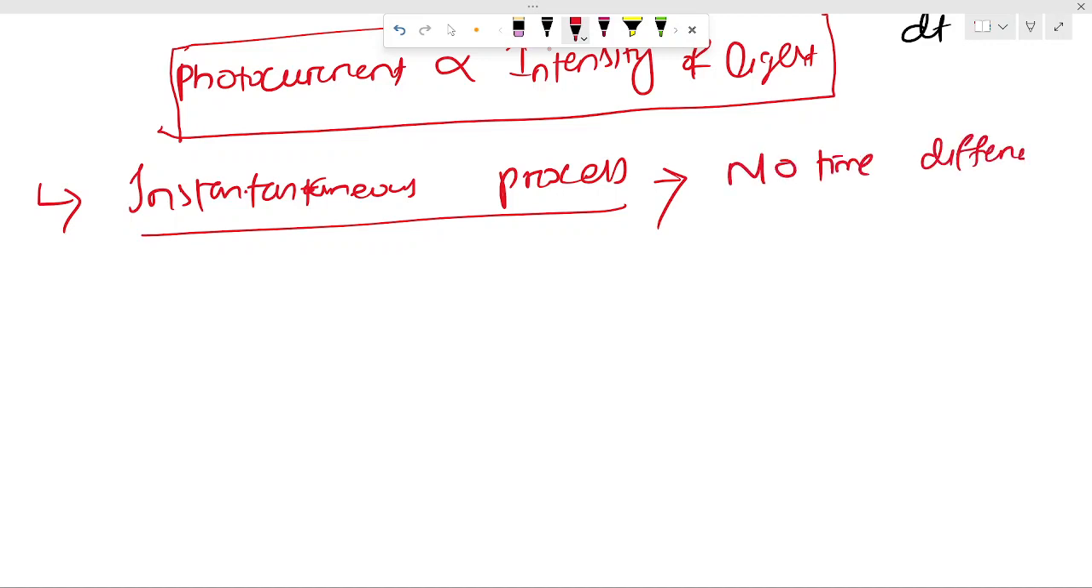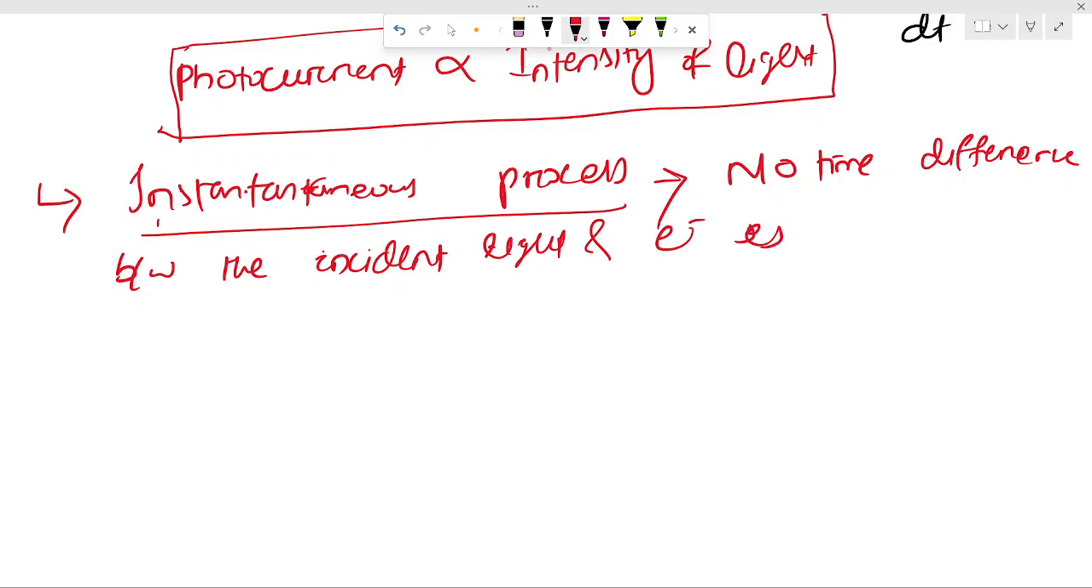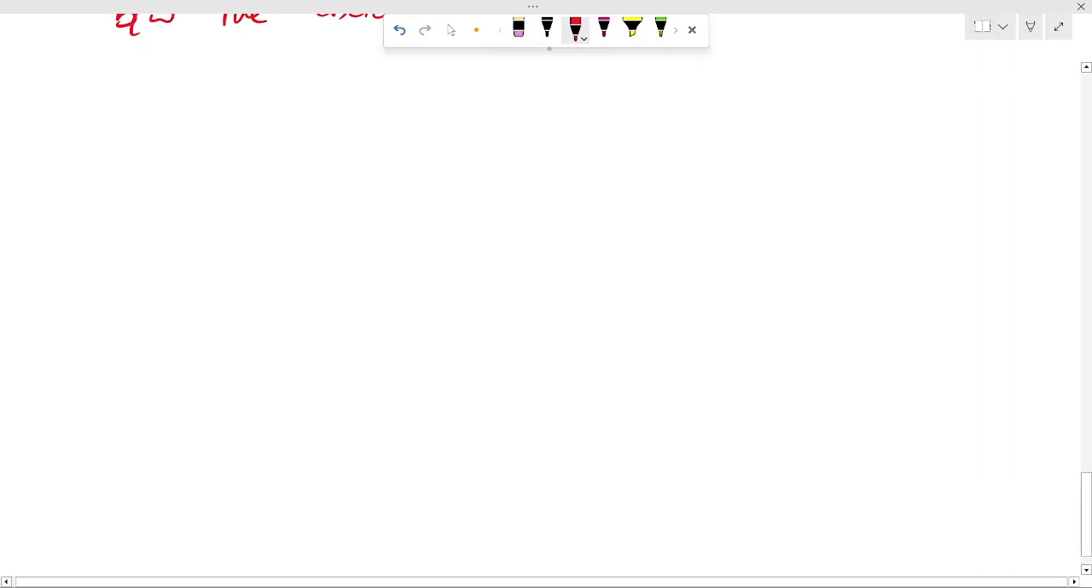Difference between the incident light and electron ejection. Okay, get it? Yes. So one more important term we should discuss is your stopping potential.